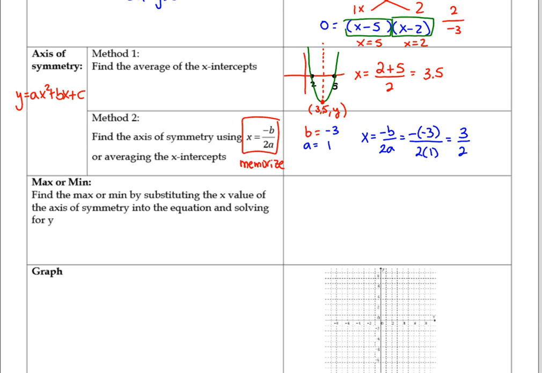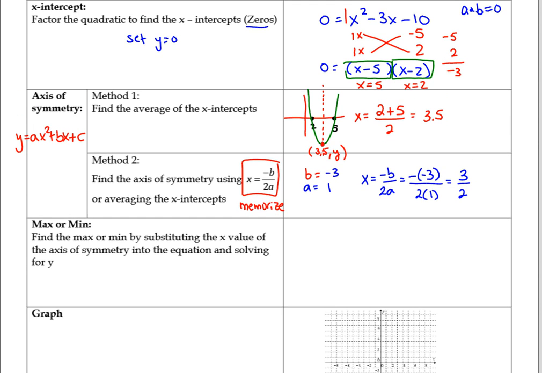Wait, something went wrong. I made a mistake in my factoring. Really quickly, can I change something? Did anyone see it? Negative 2 should be, it was a plus 2. Sorry. So this should have been a, what x value would make that 0? Negative 2. And so negative 2 plus 5 divided by 2 is 1.5. Sorry, guys.